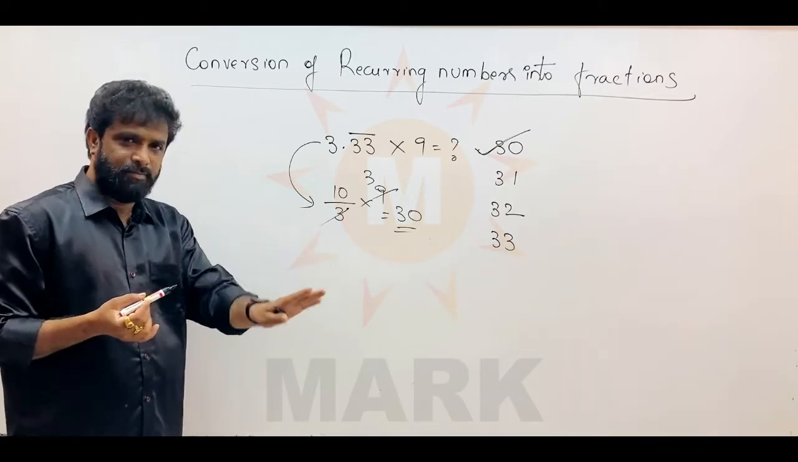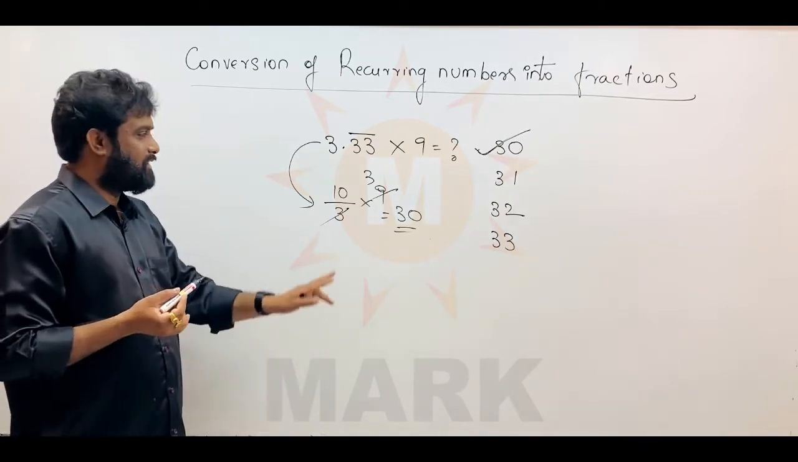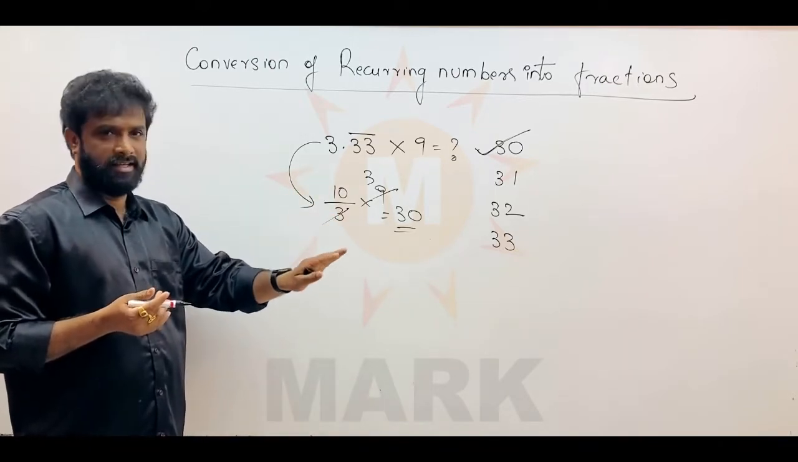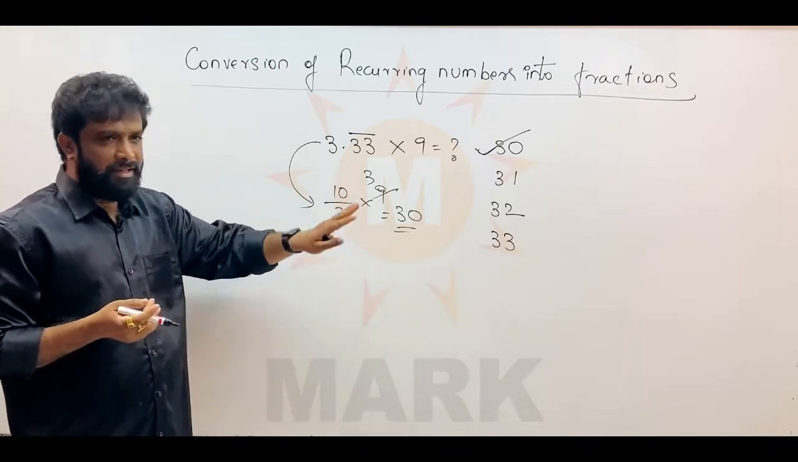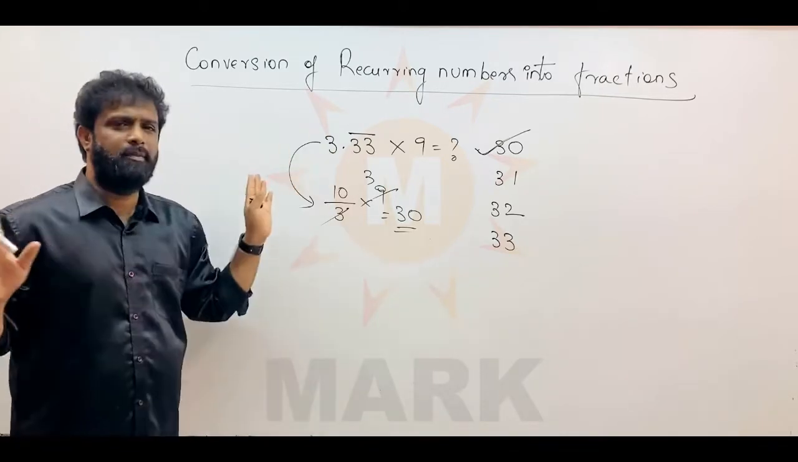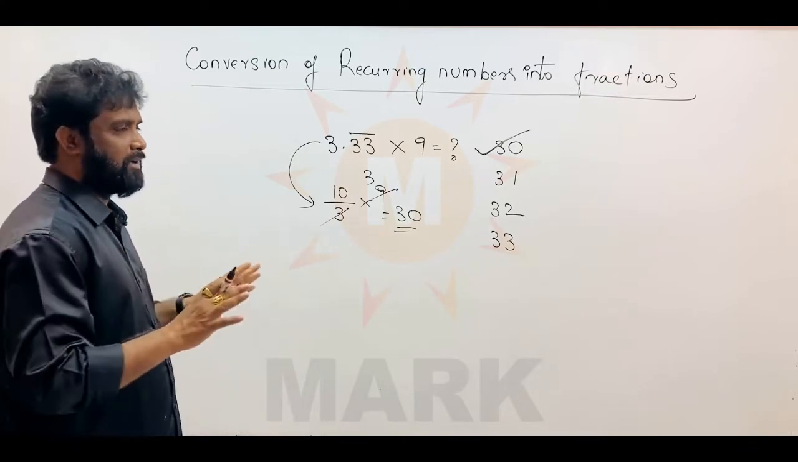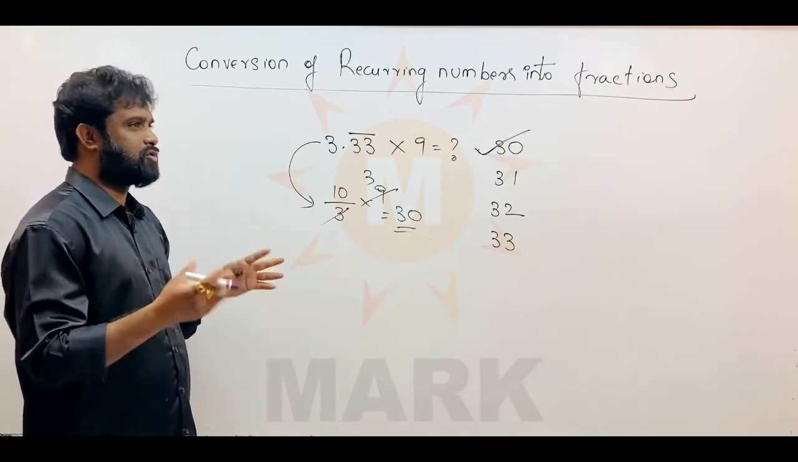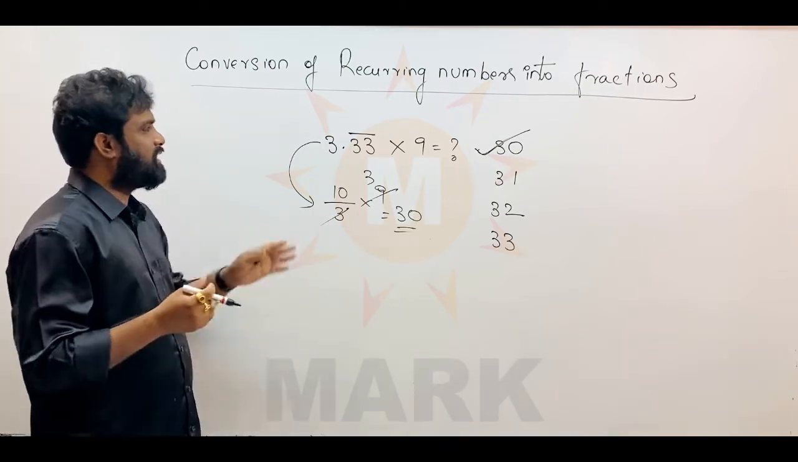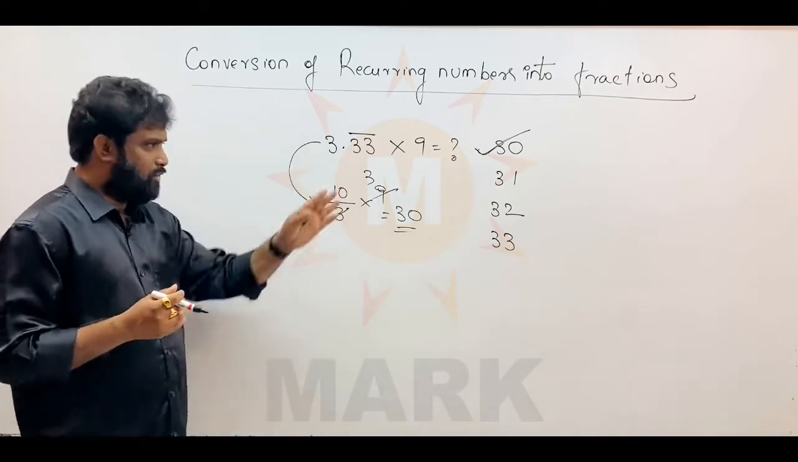Why? Because even a small kid knows that if you do 10 by 3, or 100 by 33, or else 1000 by 333, you are going to get the same answer, that is 3.33 bar. Everybody knows it. 10 by 3 or 100 by 33 or 1000 by 333 will give the same answer called 3.33 bar. So that is why you immediately converted into a fraction and got the correct answer.